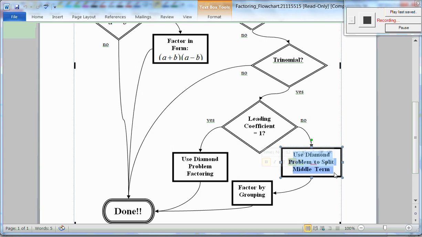Do you guys see that? We just spent the whole last week over here on the yes side, where the leading coefficient was a 1. But today it's going to be a no. We're going to use a diamond problem to split the middle term. Then we're going to factor by grouping. And then we're going to be done. So this is where we are on our factoring flowchart. Does this make sense? Okay, does everyone have this flowchart out? Make sure you do. Awesome. Let's go back here.